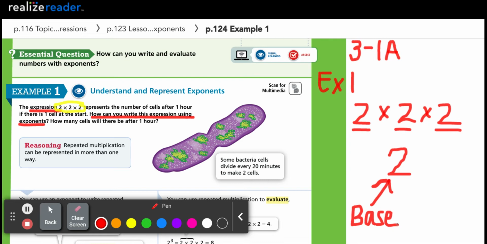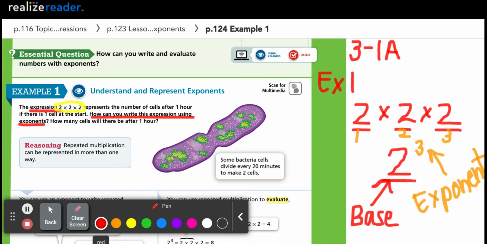Well, how many times is the 2 multiplied times itself? We have 1, 2, 3 2's. So 2 is multiplied times itself 3 times, a small 3 up top. That is our exponent. So please make sure you have this in your notebook. The base is 2, the exponent is 3. I want you to have both base and exponent labeled. Those vocabulary words are important for us to know.